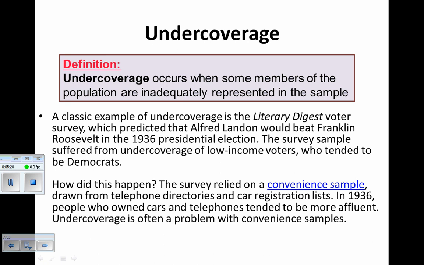All right, so how did this happen? Again, it could have been a convenience sample. So, oh gosh, what did they say? It said that they actually called telephone directories and car registration lists. Well, think about that. If you own a telephone or you own a car, you're going to be more wealthy, okay? So if you're more wealthy, then you're probably a Republican, sorry. And so it's going to sway the vote. So all of those people who didn't have telephones or cars were definitely in an undercoverage.